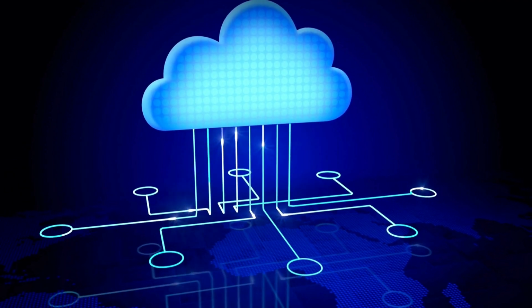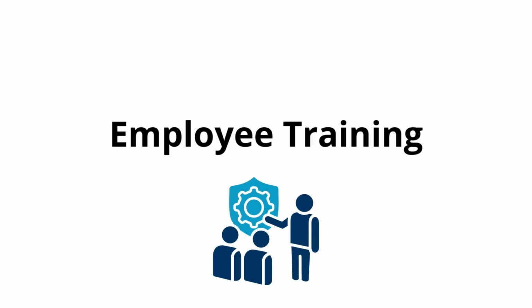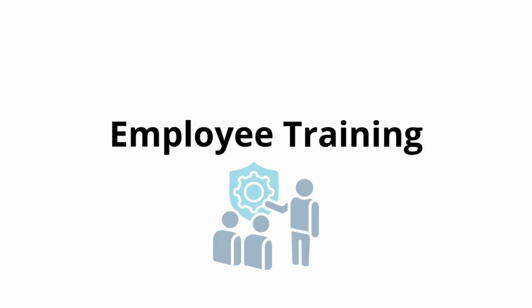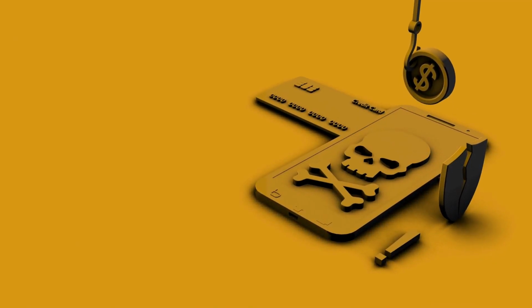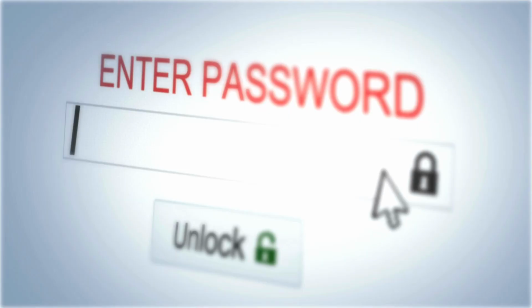Number 4, employee training. We must educate staff on recognizing phishing attempts, educate staff on using strong passwords, and educate staff on reporting suspicious activity immediately. Conduct regular training sessions tailored to your organization's specific risks.